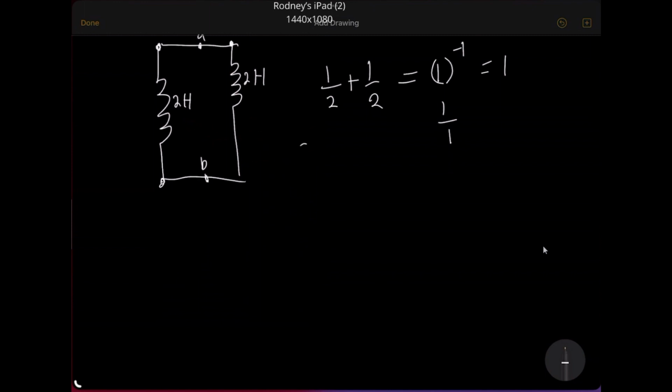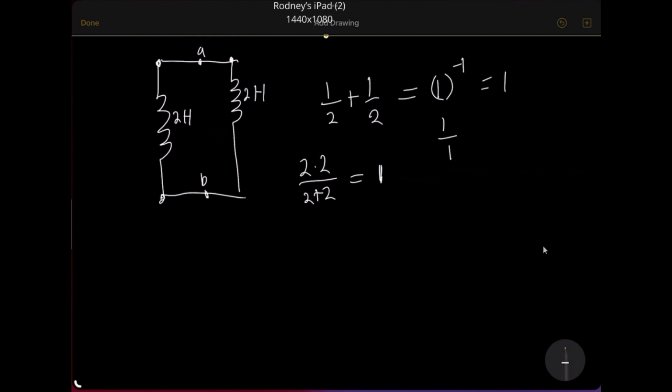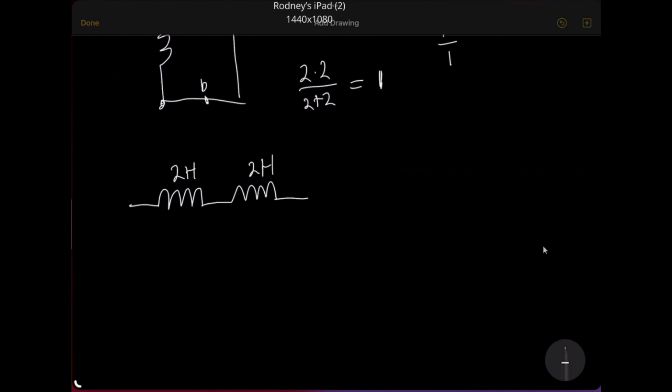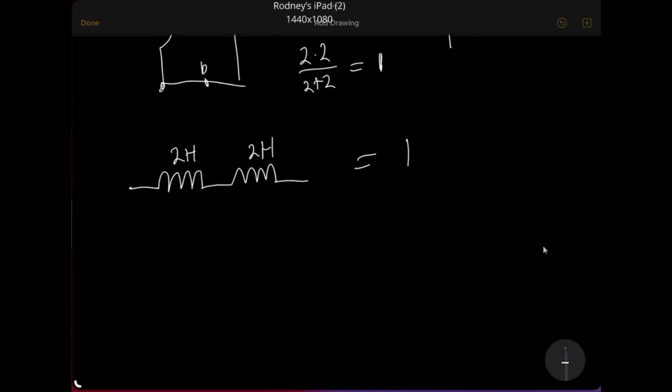Or you could do 2 times 2 over 2 plus 2, and that'll get you 1. So if you combine them in parallel, they'll be 1 Henry. And if they're in series, you combine them like resistors in series. So 2 Henrys plus 2 Henrys, that's the units for inductors, will be 4 Henrys. You just add them together.